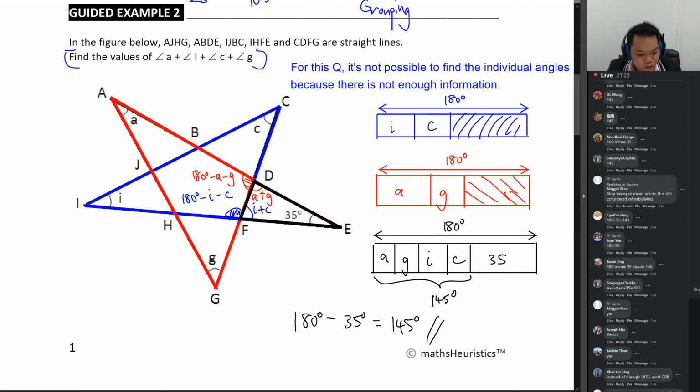Okay? You use triangle DFE. You use CDB instead. I think that works as well.